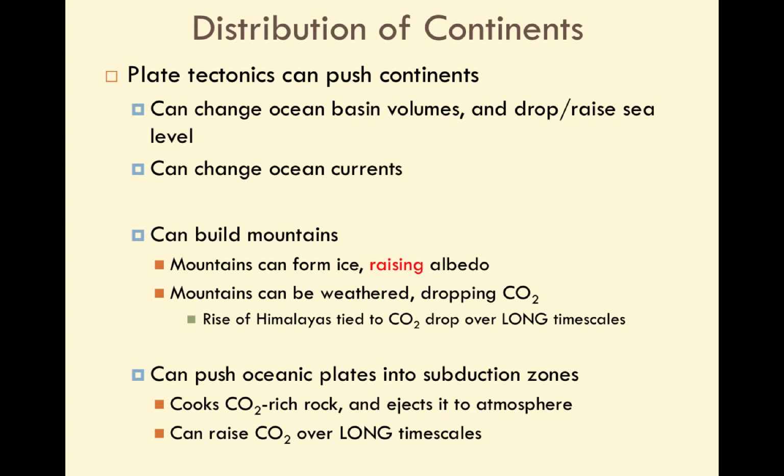You can also build mountains by having continental plates push into each other. Those mountains can therefore form ice, raising the albedo on average of the planet. Mountains can be weathered too, dropping CO2. For example, when the Himalayas rose, there was a pronounced drop in CO2 over long timescales because you had mountains in a place with a lot of weather, and a lot of weathering drew down CO2.